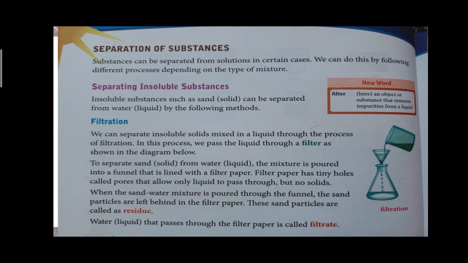How can we separate the solute and the solvent? We can use many methods to separate a solution, but here some methods are given. First, separating insoluble substances. Insoluble means a substance which cannot dissolve fully in water, for example sand. How can we separate the sand from the liquid water? Some methods are given.